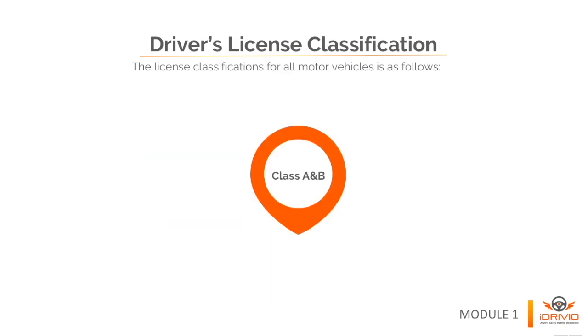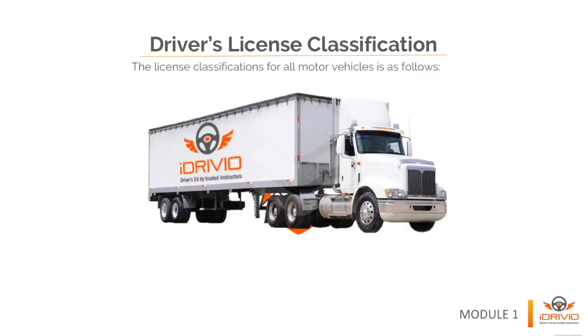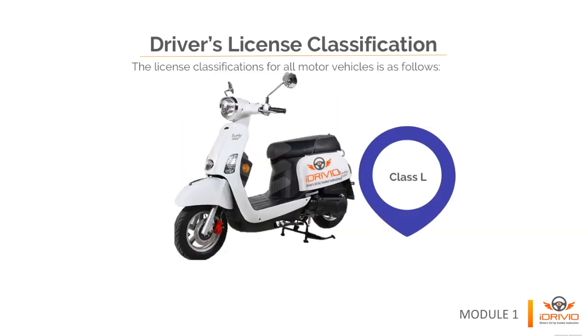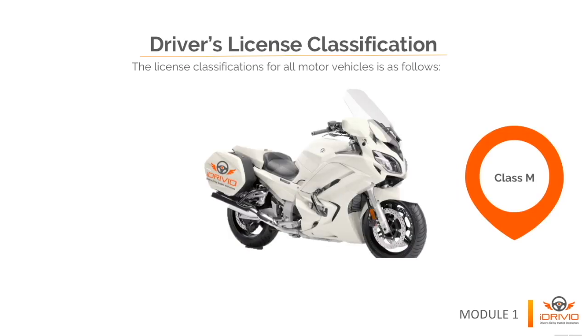Class A and B, also known as a CDL license. These licenses allow the driver to operate any motor vehicle with a GVWR of 26,001 pounds or more. They are also known as CDL licenses. Class L. This license allows the driver to operate any motor-driven cycle with an engine up to 150 cc. Class M. This license allows the driver to operate motorcycles or any other motor-driven cycle.